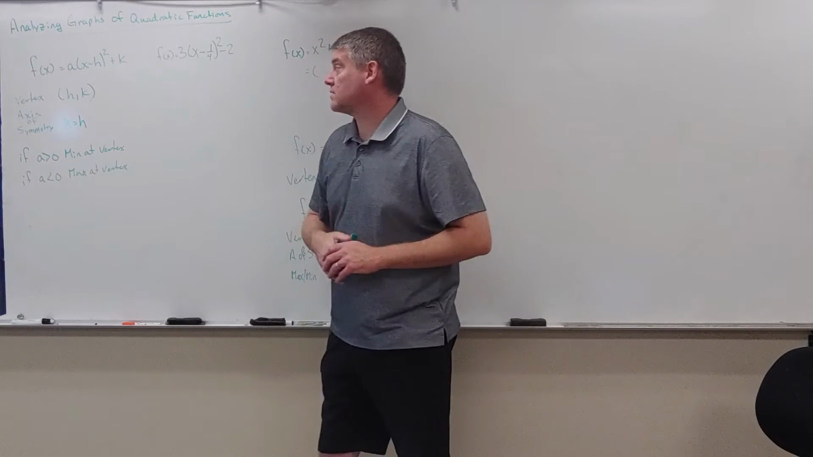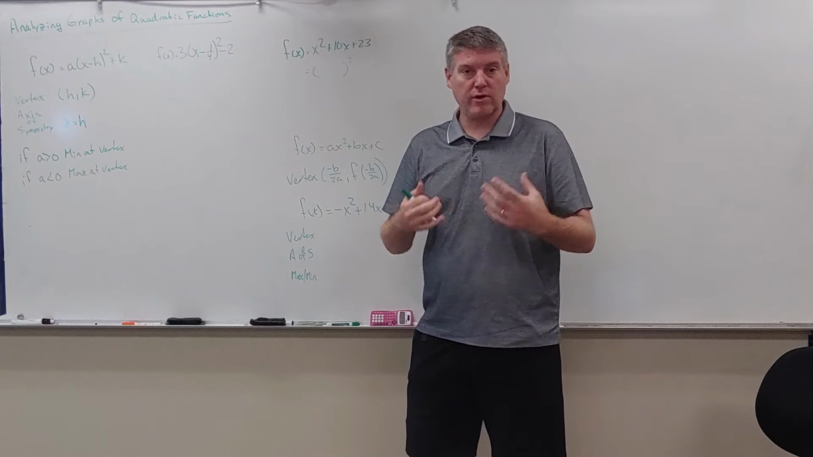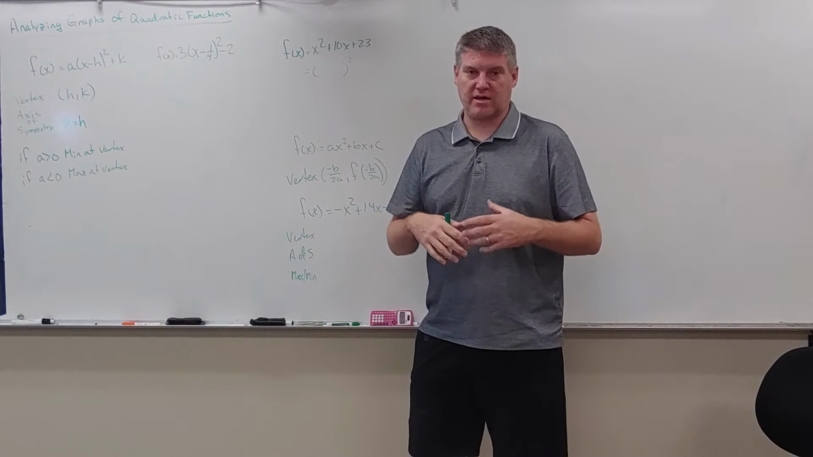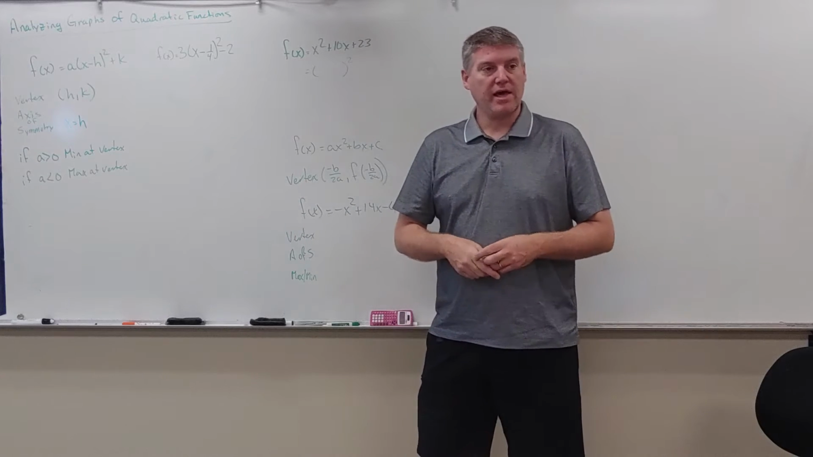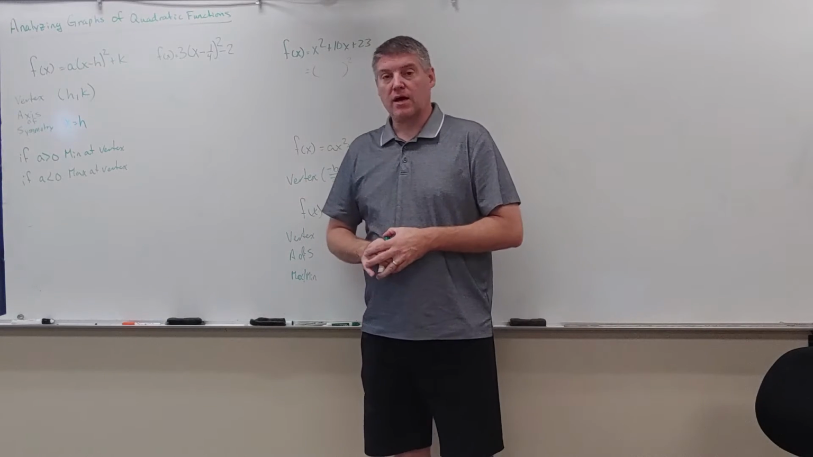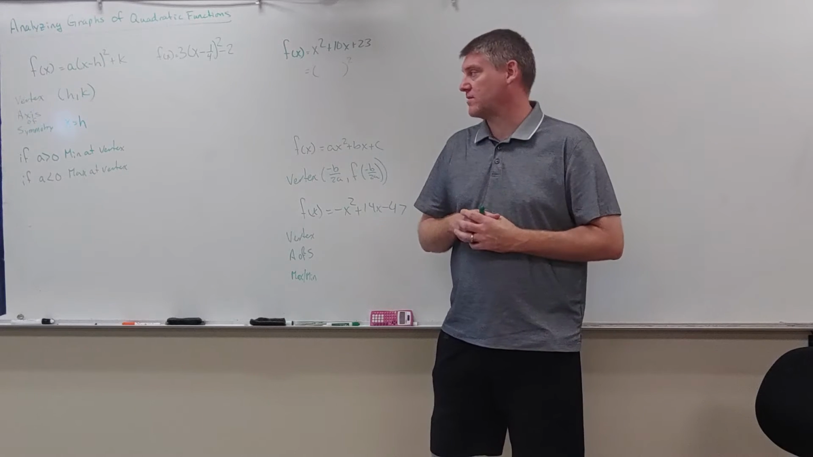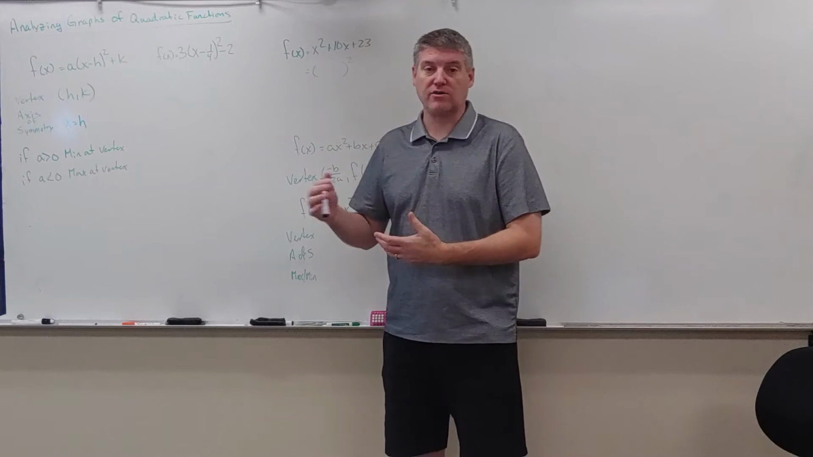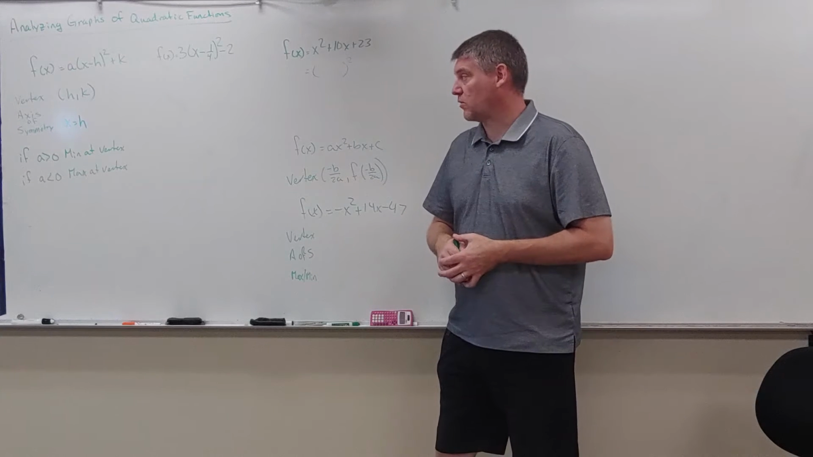All right, we're going to talk about analyzing graphs of quadratic functions. We're really going to be looking at finding the vertex, the axis of symmetry, and whether it's a max or min. Once we find the vertex, it's pretty straightforward to graph after that because I could just pick values to the right of the vertex and left of the vertex and plot those points.